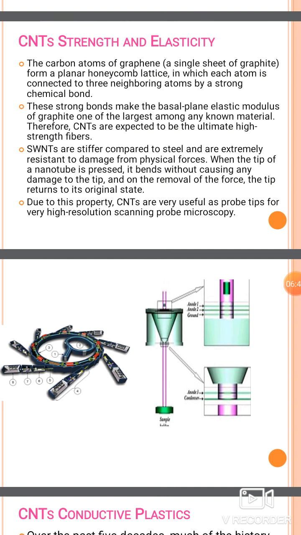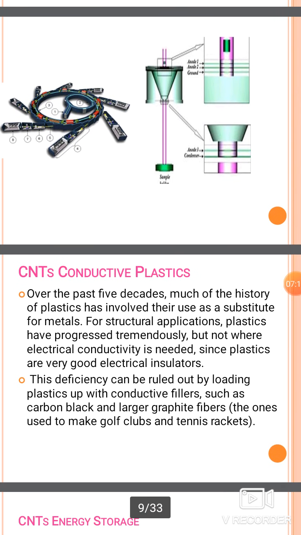So we mentioned that the single wall nanotube is very stiff and has high flexibility. The next one: due to this property, carbon nanotubes are very useful as probe tips for very high resolution scanning probe microscopy. Scanning probe microscopy is the best one because it has high resolution and high elasticity. So most applications are used in this field. And here it is the electron gun structure.